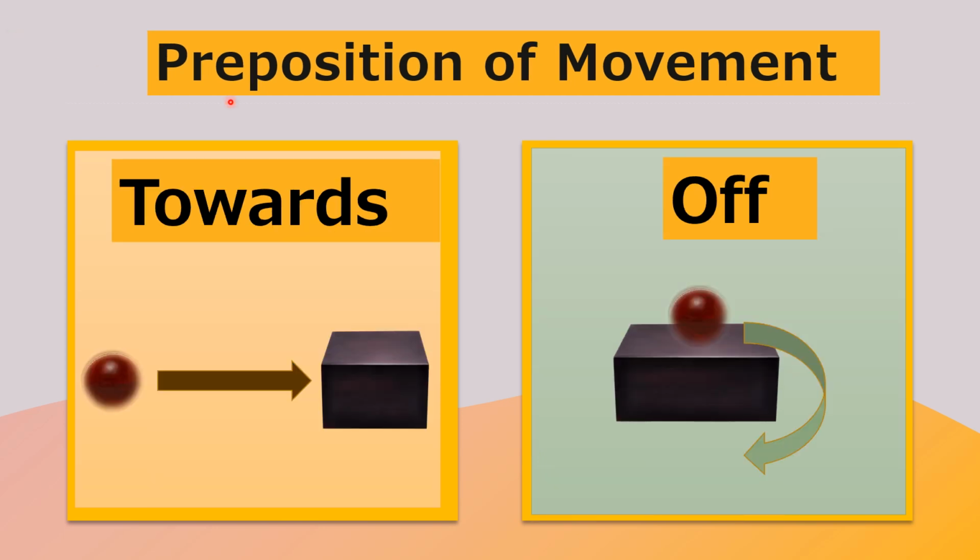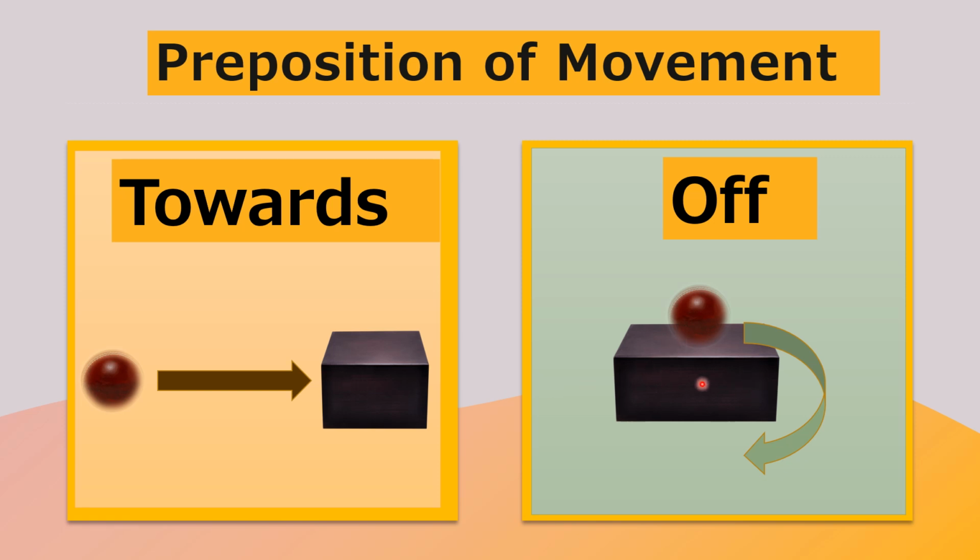Now we are going to talk about prepositions of movement with towards and off. These both show the movement as well as direction. The ball is moving towards the box. So the word towards is showing the movement of the ball as well as the direction in which the ball is moving. The ball is moving towards the box.